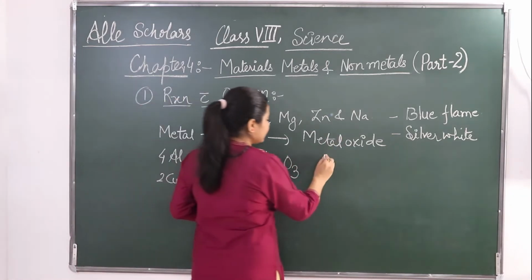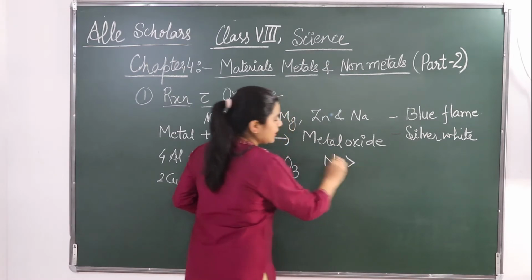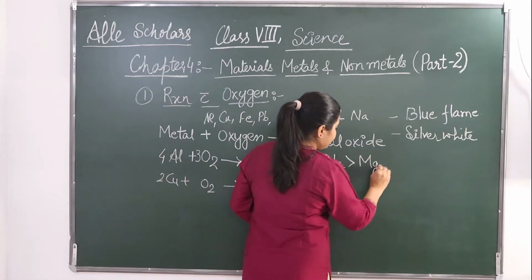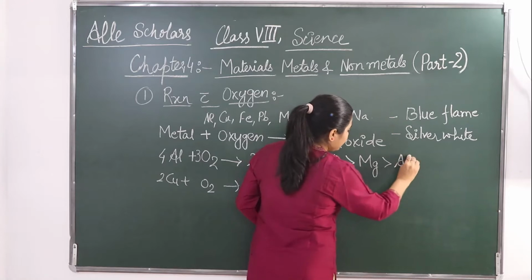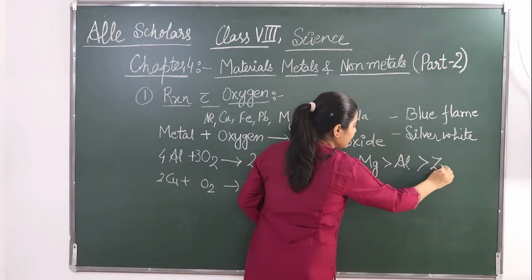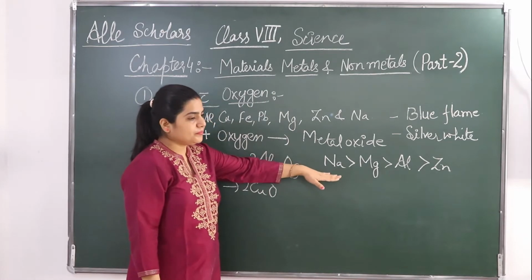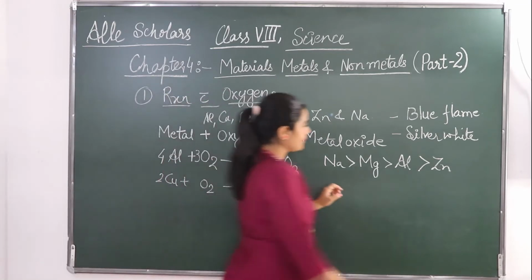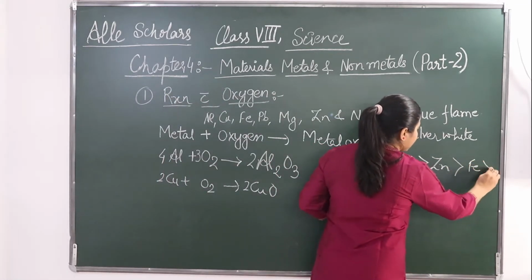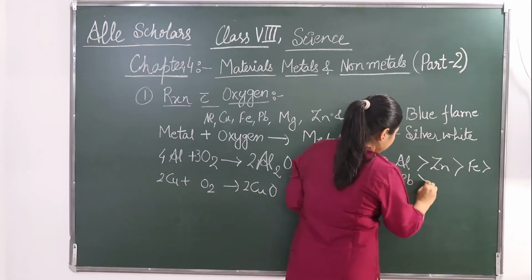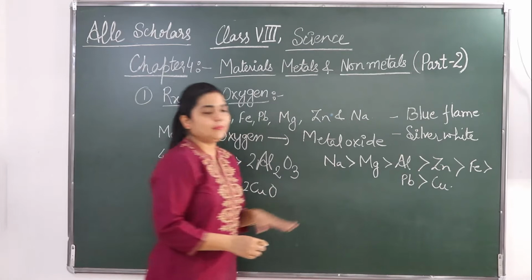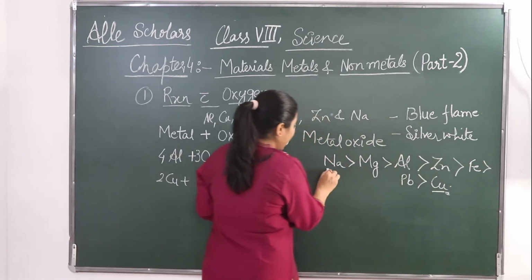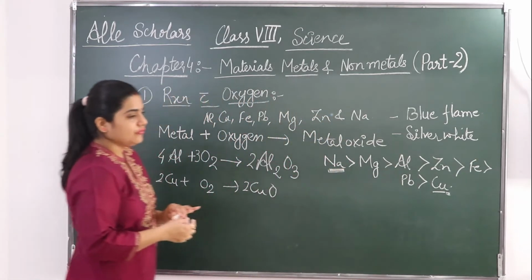We are going to see that sodium reacts maximum, then magnesium, then aluminum, then zinc, then iron and lead, and in the last copper. Copper gives the least reactivity. The least reactivity with oxygen is of copper and the maximum reactivity with oxygen is of sodium.